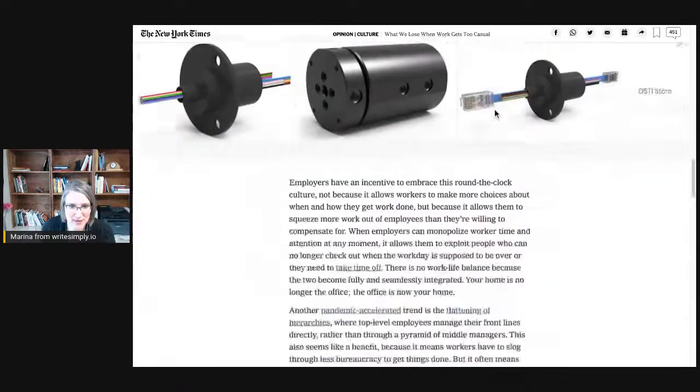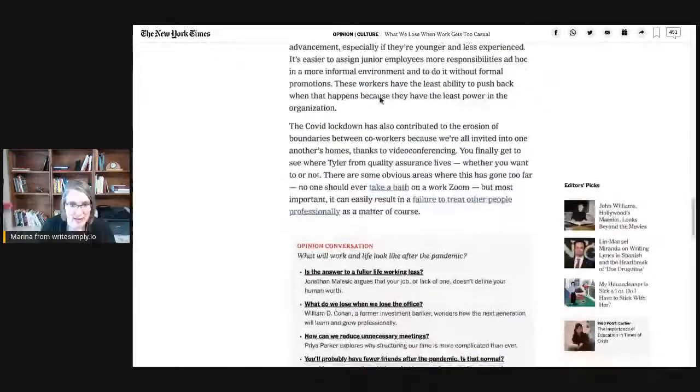Let's look at that final one. The COVID lockdown has also contributed to the erosion of boundaries between coworkers because we're all invited into one another's homes thanks to video conferencing. So we have her opinion there, and now she's going to give us some observations of what she's observed. You finally get to see where Tyler from Quality Assurance lives, whether you want to or not.